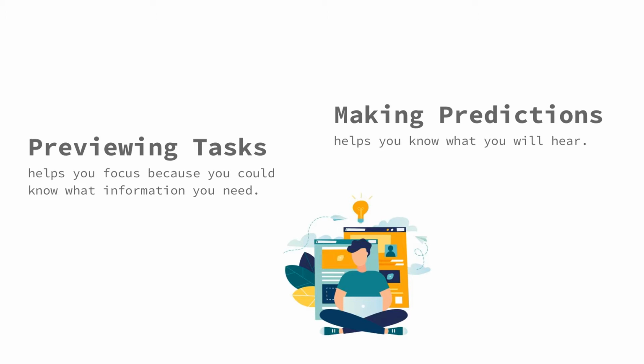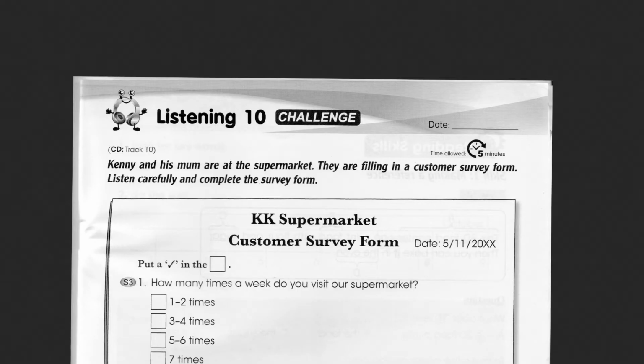Before we continue, take this time to pause the video and get your AT exercise book ready. Then turn to page 17. I'm going to use this AT listening exercise to demonstrate how to preview tasks and make predictions. Are you ready? Let's start. The very first step that I have to do is to read the instruction.